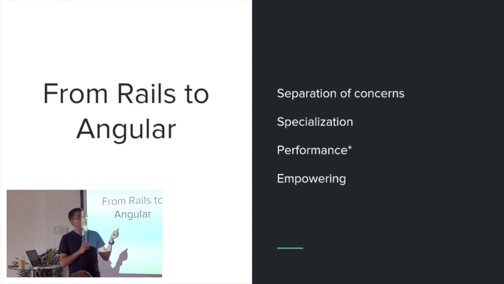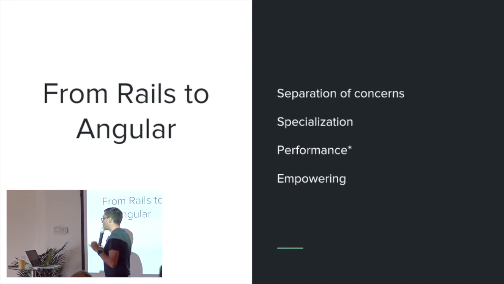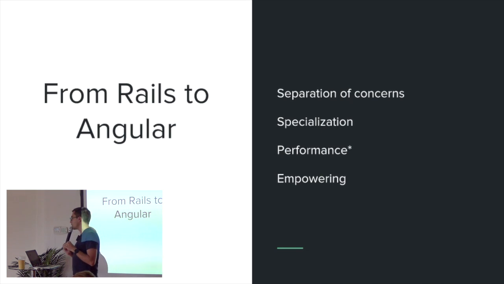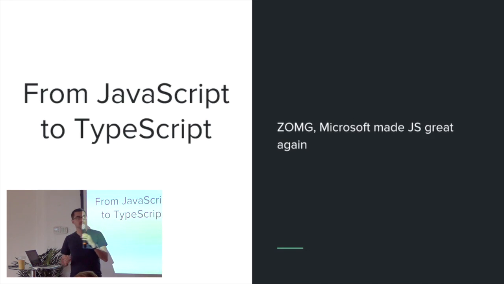The big issue we've seen when we switched from Rails to Angular was actually the test suite. Writing tests with front-end engineering when it's just JavaScript is much harder than doing Rails testing. I'll talk more about some of these details later on.